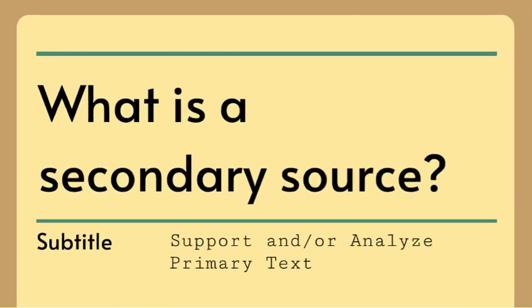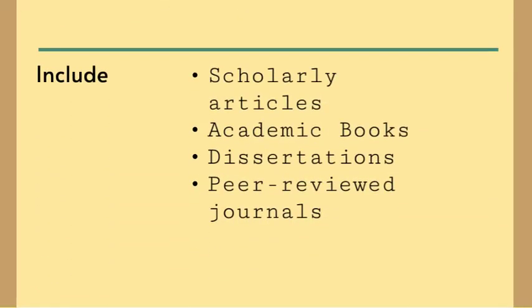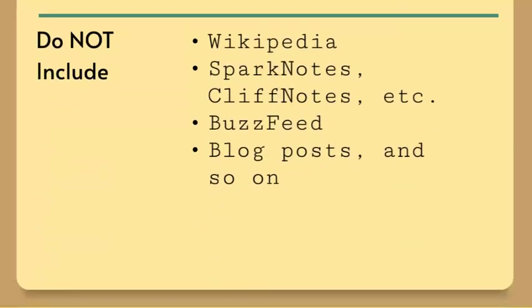So what counts as a secondary source? Secondary sources support or analyze your primary texts. These include scholarly articles, academic books, dissertations, and peer-reviewed journals. Here's what's not acceptable: Wikipedia, SparkNotes, Cliff Notes, BuzzFeed, blog posts, and so on. It should be fairly obvious what isn't scholarly, but again, you'd be surprised. If you use non-scholarly sources like these, your assignment will receive a 0. Always stick to credible material. Check with me if you are unsure.